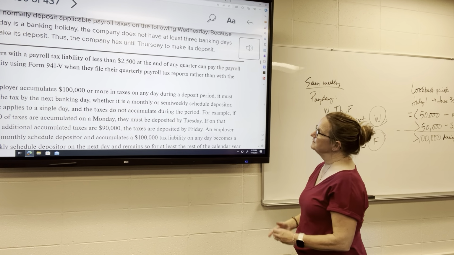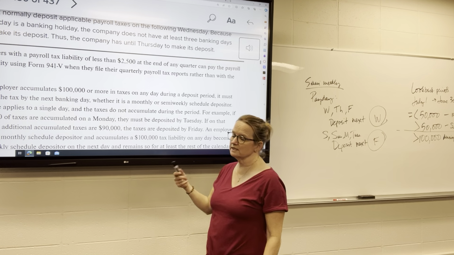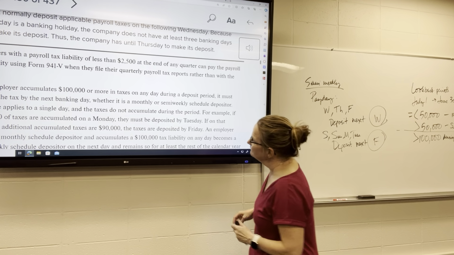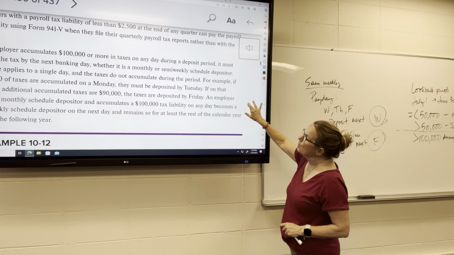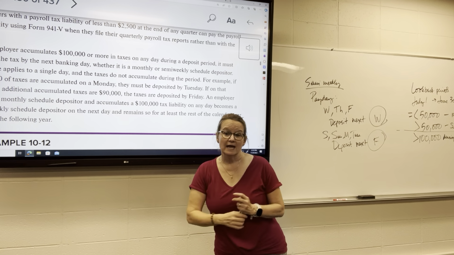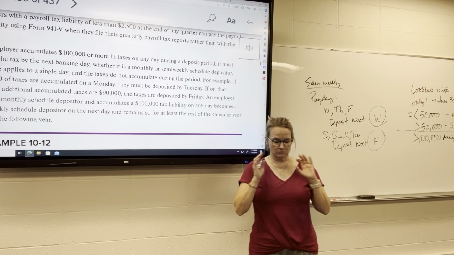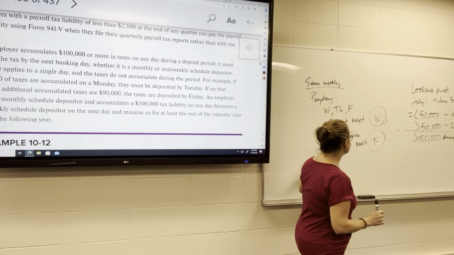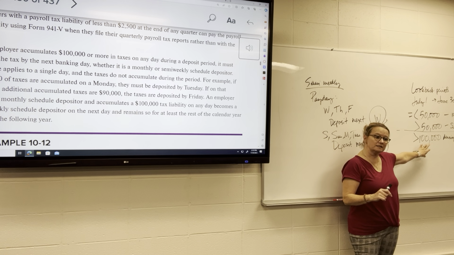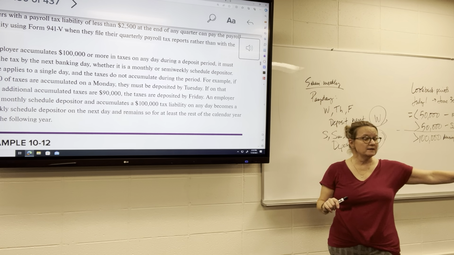Employers with payroll tax liability of less than $2,500 at the end of any quarter can pay that when they file the 941. Okay? Then, $100,000 or more during any pay period, and again, this is not wages, we're talking about payroll taxes, right? So sometimes it's easy to get those two confused. If the payroll tax liability for any one pay period exceeds $100,000, then that deposit is due by the end of the next business day.